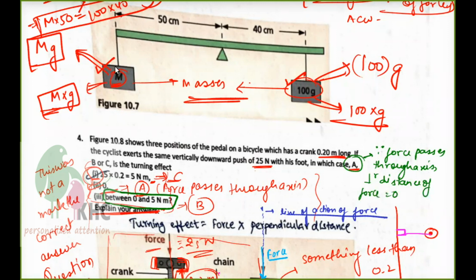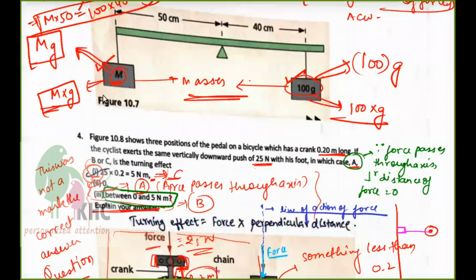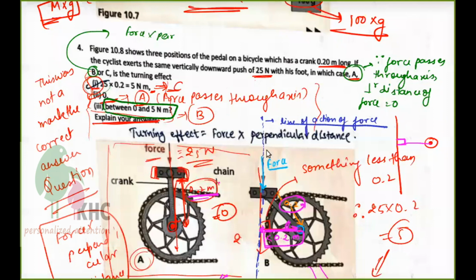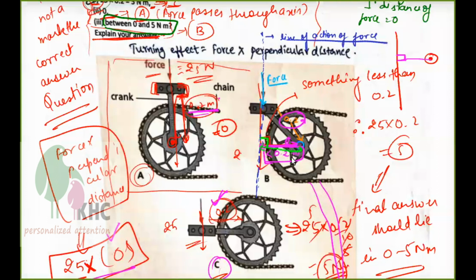Okay. Then for B you are going to write force multiplied by perpendicular distance, but you have to clearly tell that this is the perpendicular distance. This you have to clearly mark in your exam. And this distance is definitely less than 0.2 meter, because 0.2 meter is the hypotenuse, and this serves as the base if this is the angle. Is this thing clear?